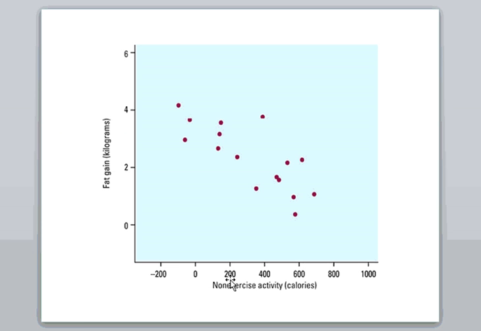So as we look here, we have non-exercise activity and fat gain. So the idea is that we're saying the less you exercise, the more weight you gain. So we're saying that this is our explanatory and our response, our independent, our dependent, our domain, our range. The x, the y.